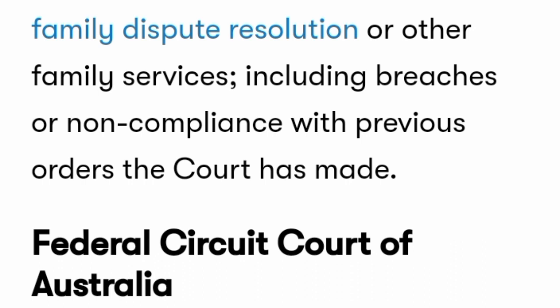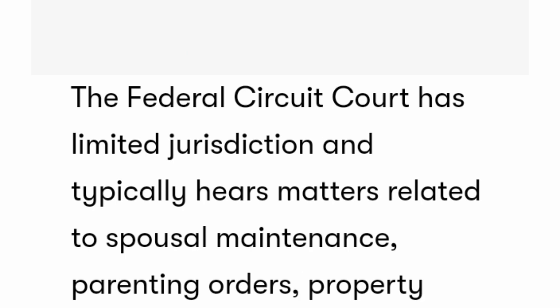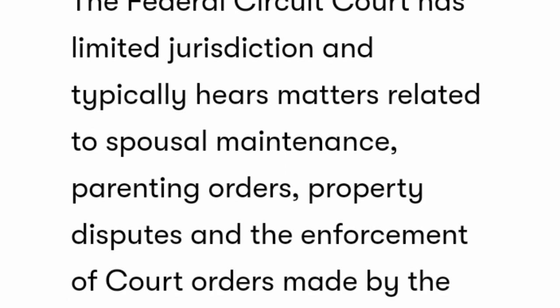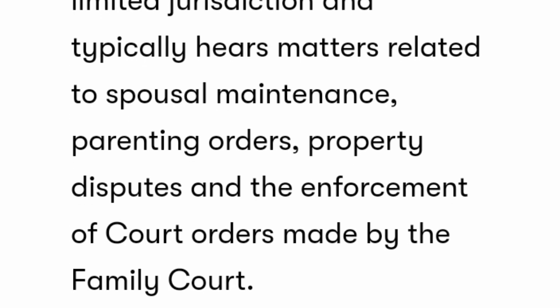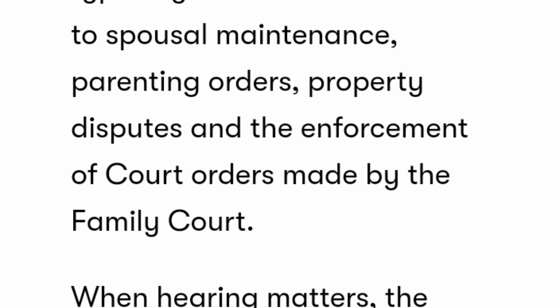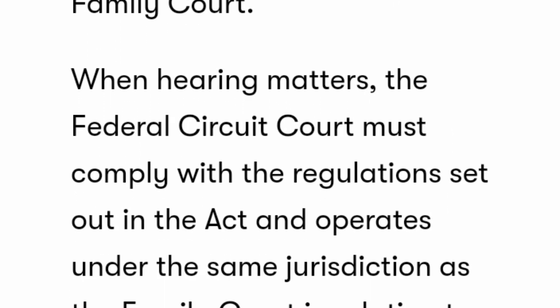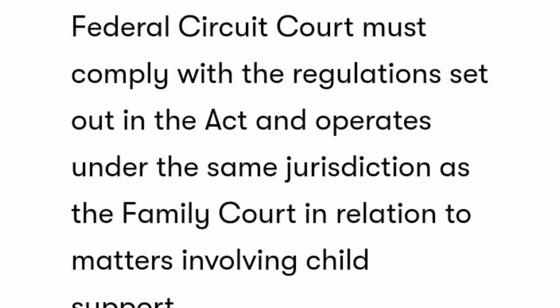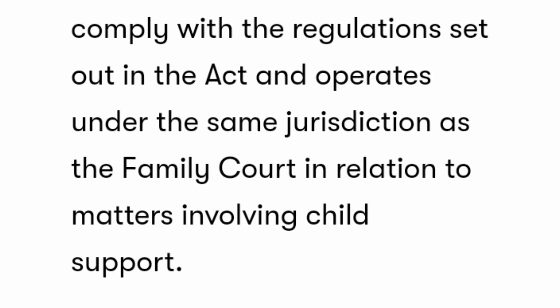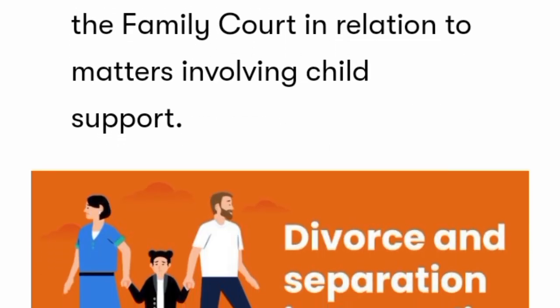Federal Circuit Court of Australia. The Federal Circuit Court has limited jurisdiction and typically hears matters related to spousal maintenance, parenting orders, property disputes, and the enforcement of court orders made by the family court. When hearing matters, the Federal Circuit Court must comply with the regulations set out in the Act and operates under the same jurisdiction as the Family Court in relation to matters involving child support.